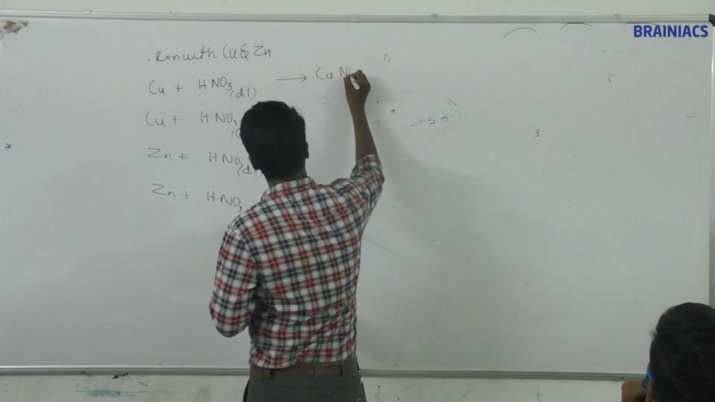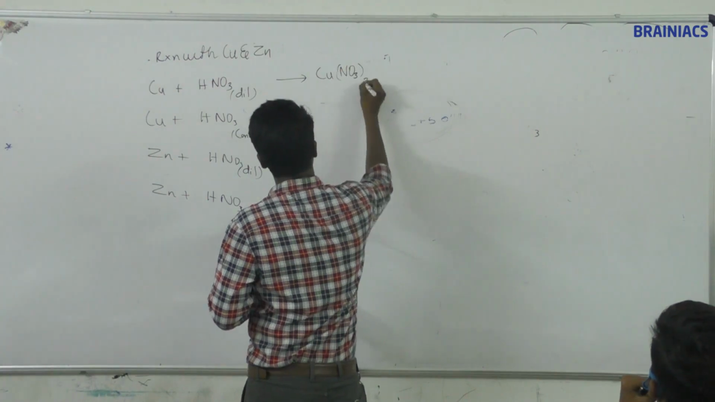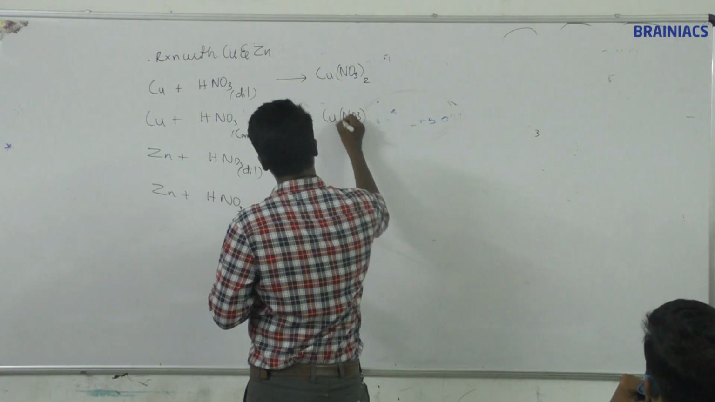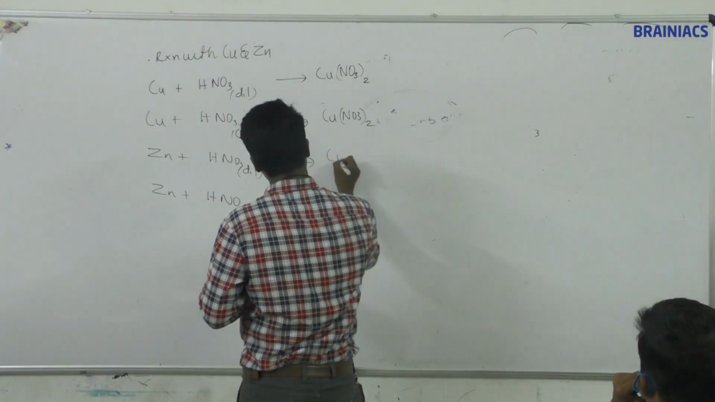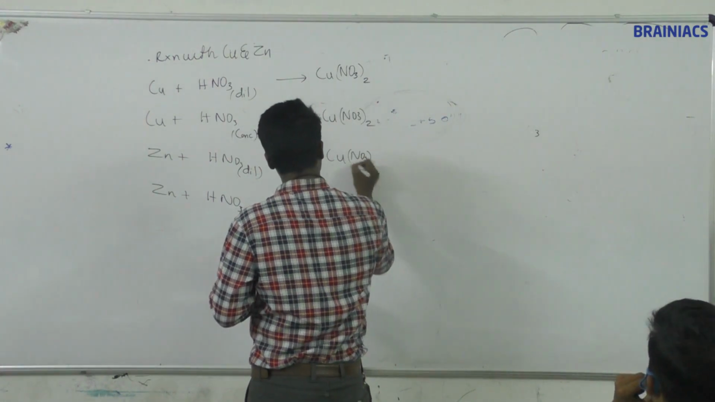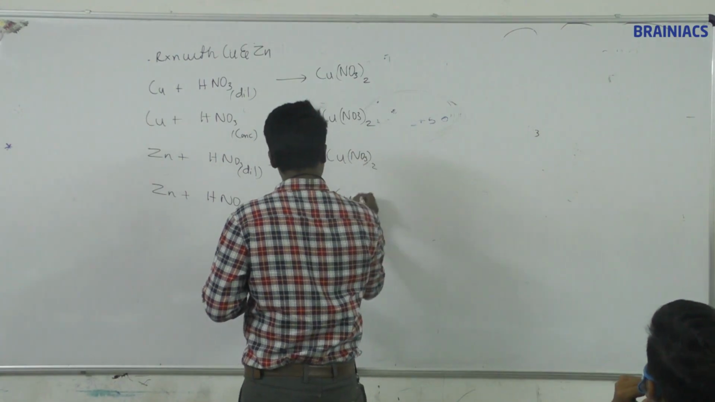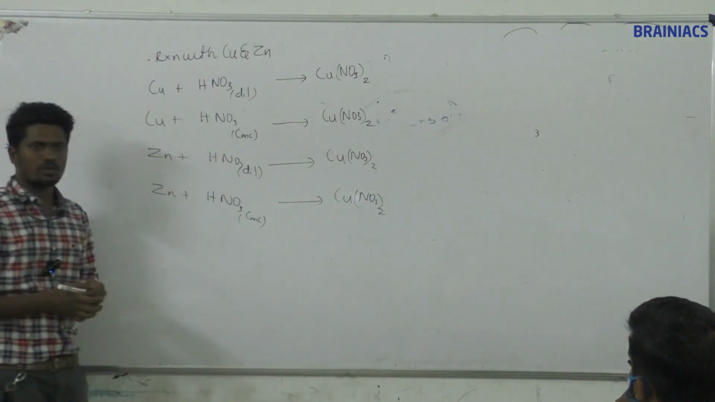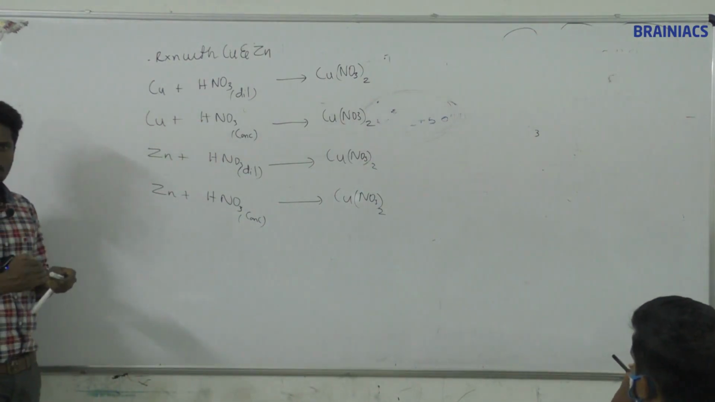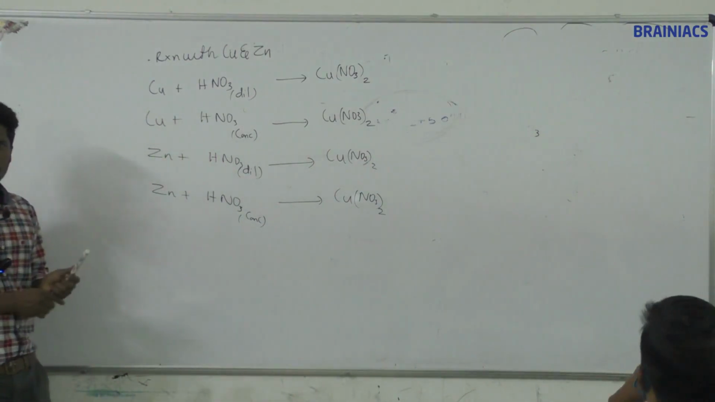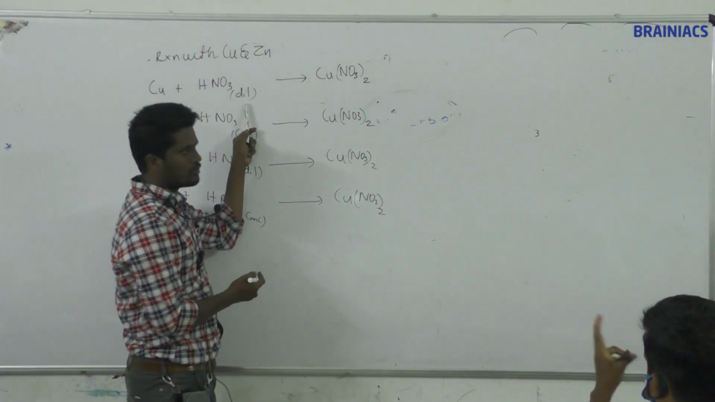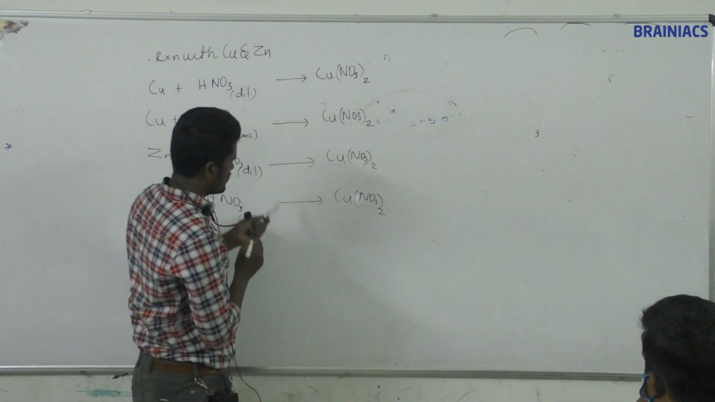Cu(NO3)2. Here also the product formed will be Cu(NO3)2, and here also Cu(NO3)2. So what does that mean? Cu(NO3)2 means Cu2+ and NO3-. That means copper gets dissolved in HNO3.